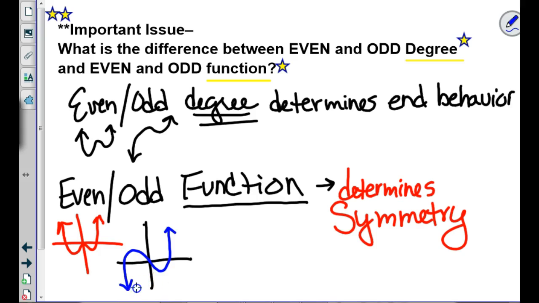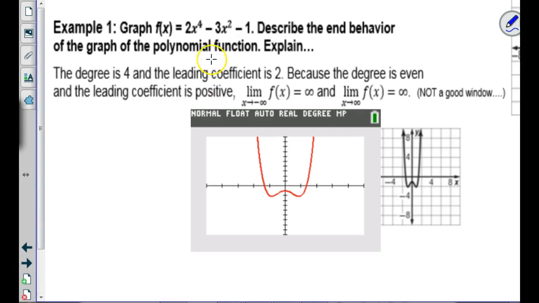Now, it is true that an even degree can be an even function, but it doesn't have to be. Do you see mine here? Definitely doesn't look like it would have symmetry, right? Especially if I slid it over here. That's an even degree. Odd degree could be an odd function, but if it looked like this, it doesn't have any symmetry. Okay? Those are the differences there. This one is just an example.